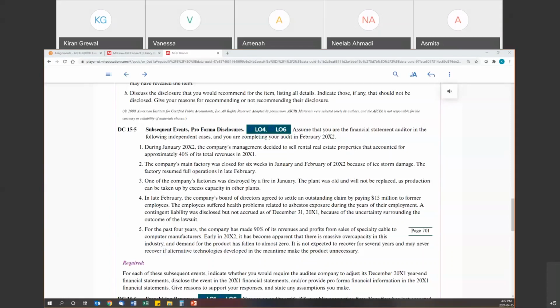Sorry, I just joined the meeting. Is there a Google Docs for this to be completed on? There is. Let me paste it onto the chat. Yeah. Thank you. So either write adjust, disclose, or neither for each subsequent event. What do you have to do to the financial statements?